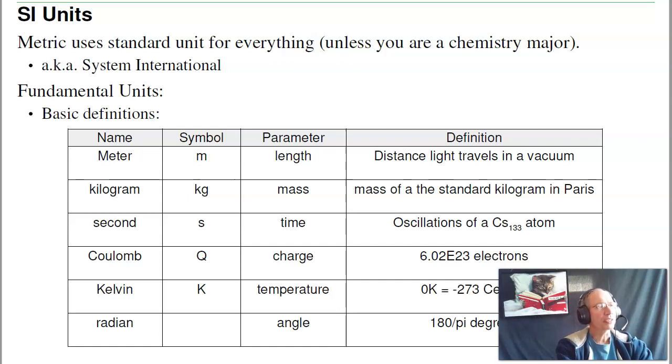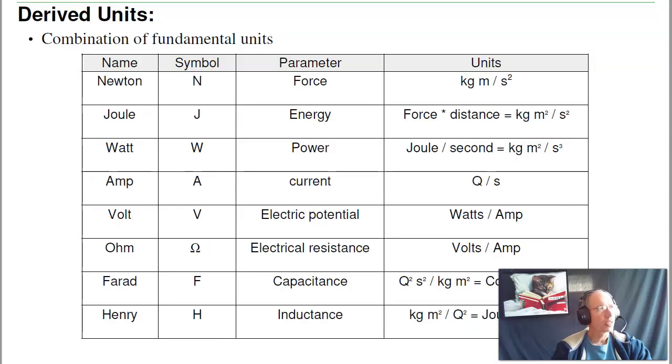The basic definitions, or basic units, are units that don't have any smaller parts. Those would be these units right here. There's also derived units. A derived unit contains several fundamental units. For example, a Newton is a kilogram meters per second squared. A joule, that's 1 unit of energy. That's kilogram meters squared per second squared.